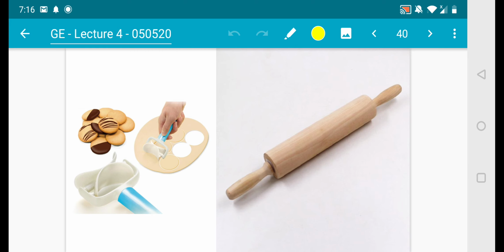So I guess the main concept comes from baking. So these are rollers, and these are very good chocolate cookies.